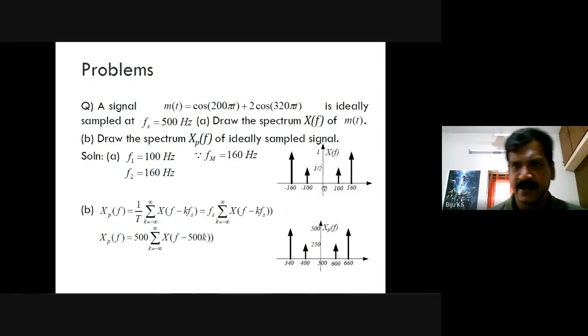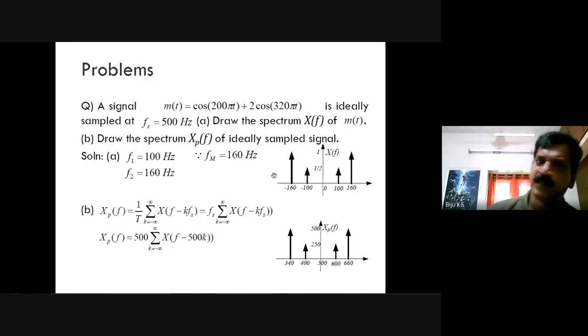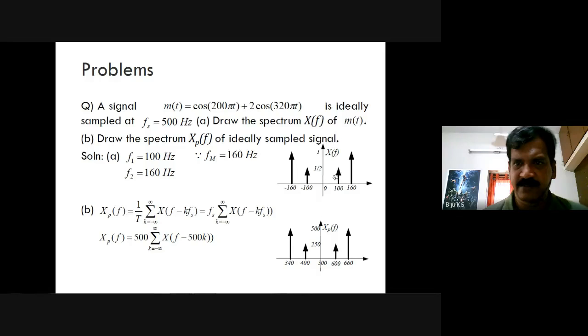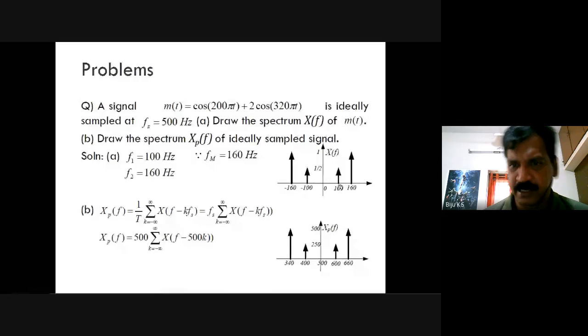So we can draw the spectrum. We know that there are two frequency components here. So the first frequency is 100 and the second is 160. And similarly in the negative frequency also, the same frequencies are shown on this side, minus 100 and minus 160. So this is the spectrum of that particular signal, because it consists of two frequencies, each having a positive frequency component and a negative frequency component.